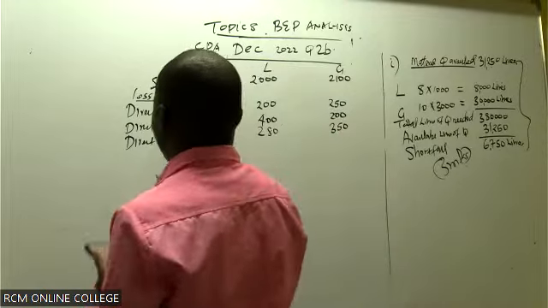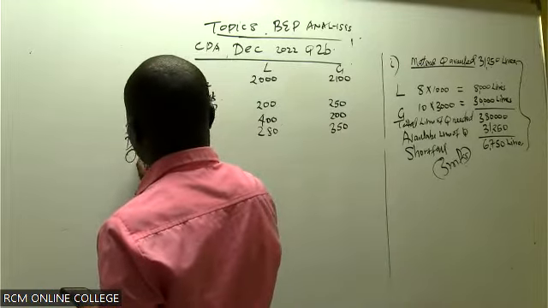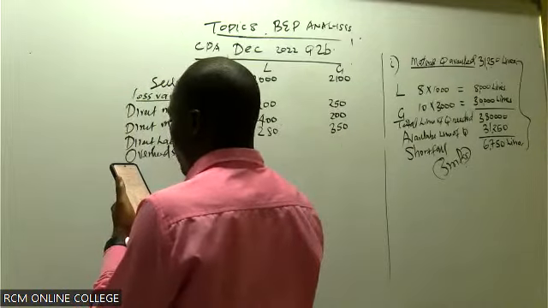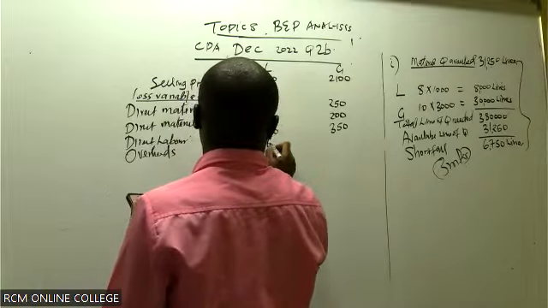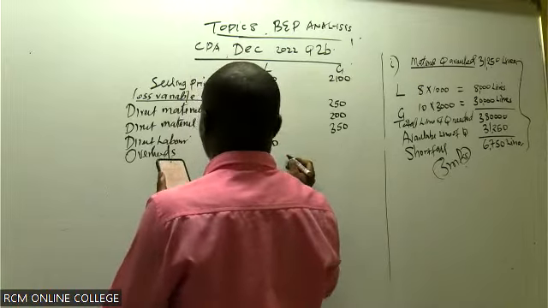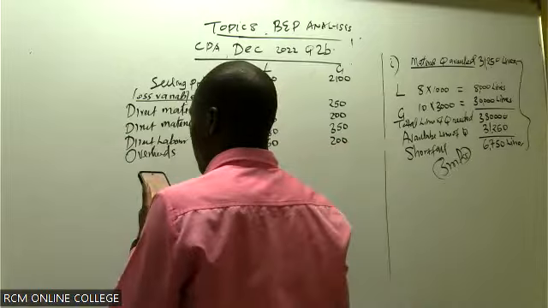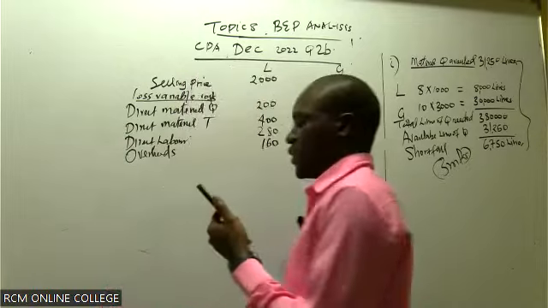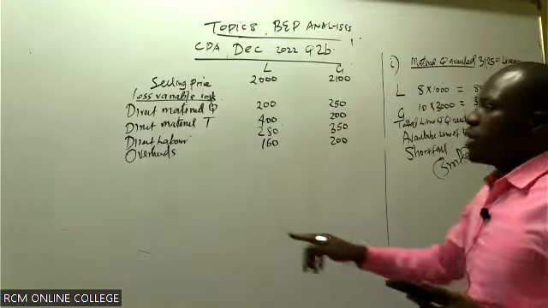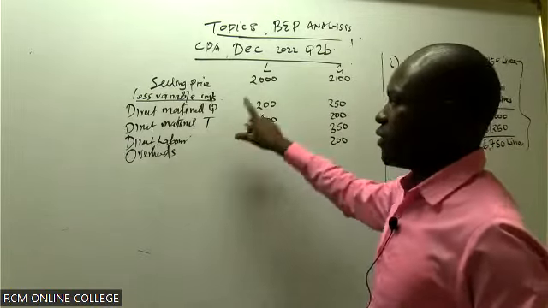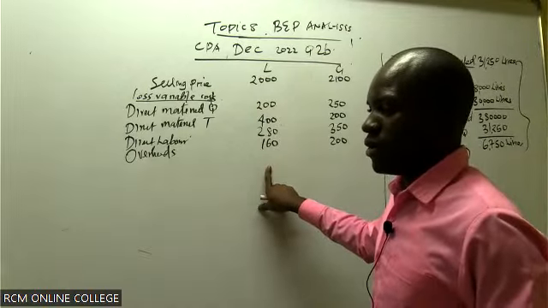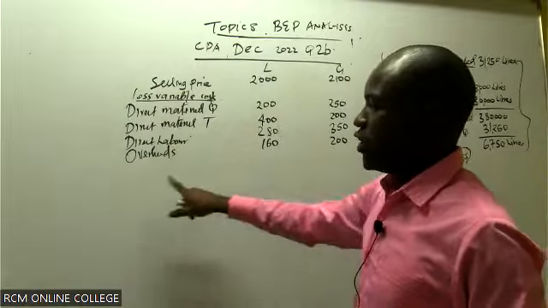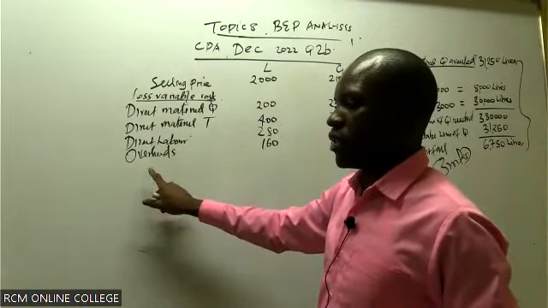Then we have the variable overheads. They are going to spend 200. Then we have fixed production cost per unit. Now I have a question. Will we also bring fixed production cost per unit to be part of the contribution here? Do I need to bring fixed production overhead per unit?